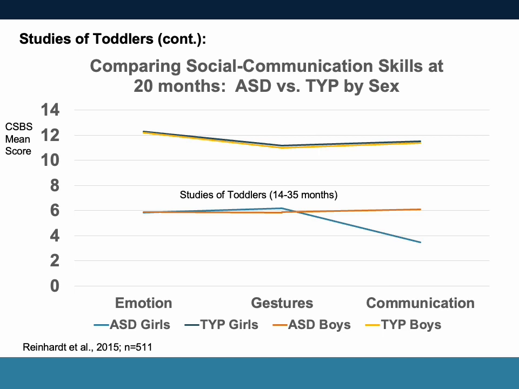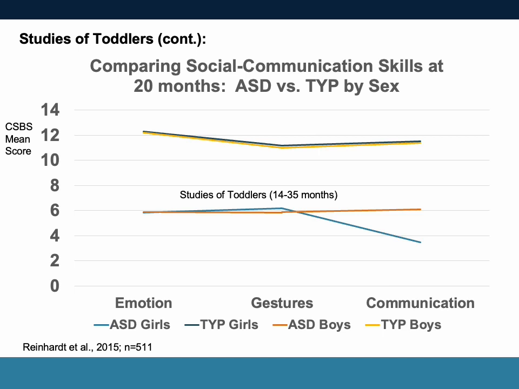So these are mean scores from the Communication and Social Behavior Scales by Wetherby et al. Higher score meaning better social communication skills. And you can see that in this 20-month-old sample, there are very few differences between typical boys and girls. They're right up there at the top. When we look at the toddler boys and girls, what you see are no differences in emotion items, a slight advantage for girls in gestures, not meaningful though at all. But when you look at overall attempts to communicate and overall effectiveness of merging nonverbal and verbal communication, you see a relative strength in boys on the spectrum over girls.